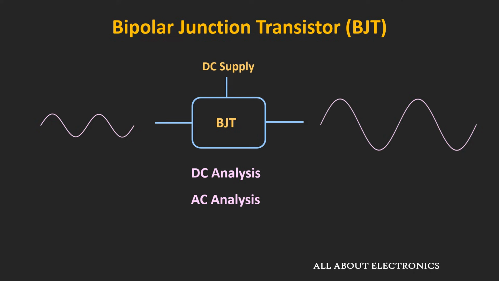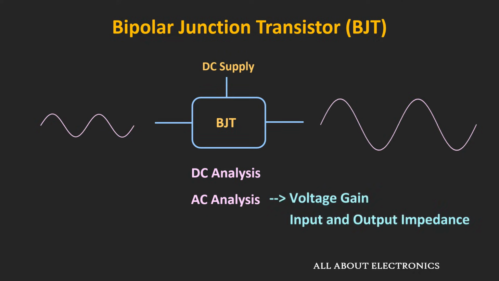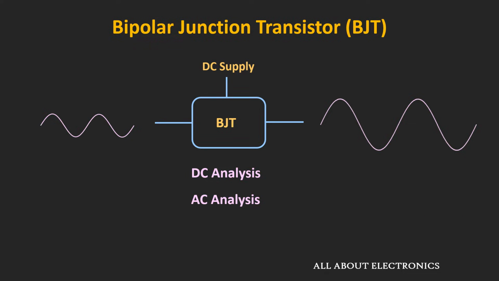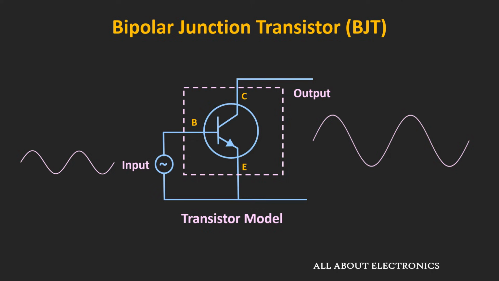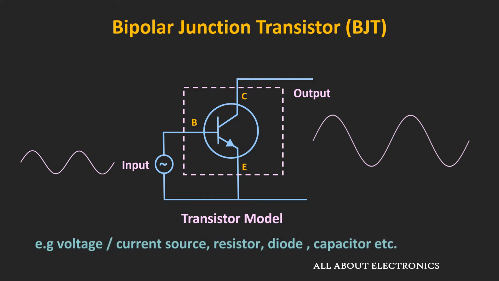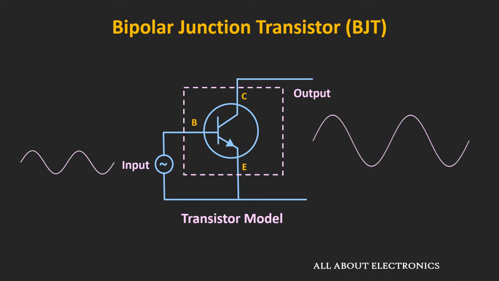Now using the AC analysis, we can know the gain of the amplifier and we can find the input as well as the output impedance of the amplifier, because these are some of the important specifications of the voltage amplifier. And to do all this analysis, we need to model the BJT. So this transistor model is the equivalent representation of the BJT, which closely represents the transistor characteristics. And this transistor model consists of familiar circuit elements, so that the analysis of the circuit becomes easier.